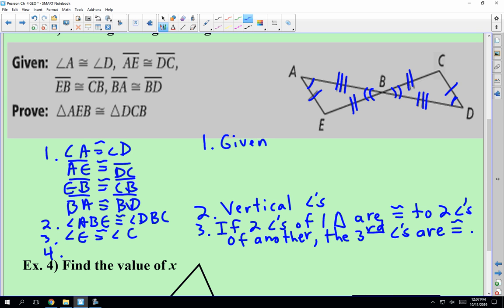So if two angles of one triangle, they call it the third angles theorem. I would know what you're talking about if you just label it as third angles theorem. You've got to make sure that you know what you're talking about when you reference it. But here's what it means: if two angles in one triangle, so because these two angles up here, A and ABE, are congruent, and D is congruent to DBC, then the third angles, C and E, have to be congruent.